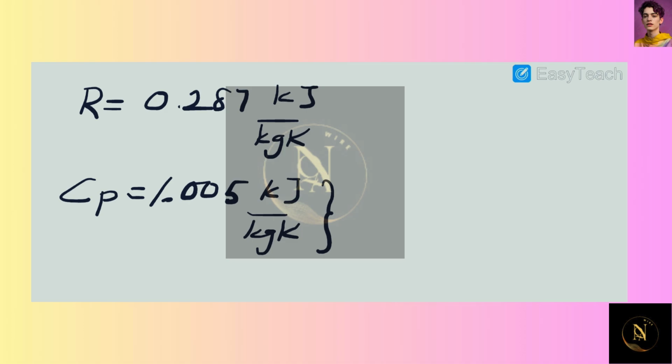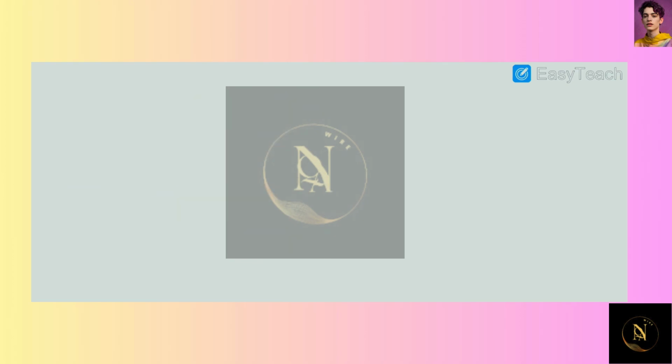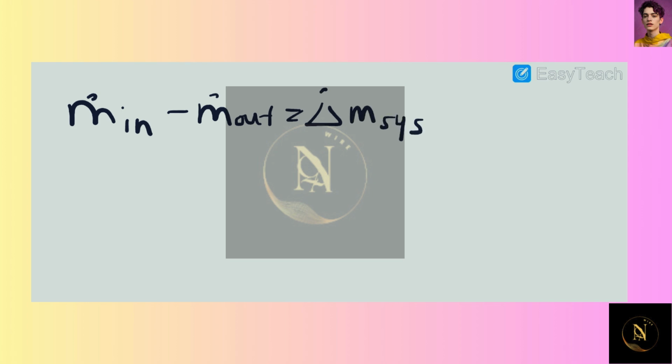Next, we're going to define our system. We're going to define the pipe as our system, because mass is crossing the boundary of that control volume. So when we do our mass balance, we'll see that the m dot coming in minus the m dot coming out is equal to the change in m dot of the system. Recall that we are assuming that this process is steady state, so this change in mass of the system is going to be 0. Therefore, we can say that m dot in is equal to m dot out.